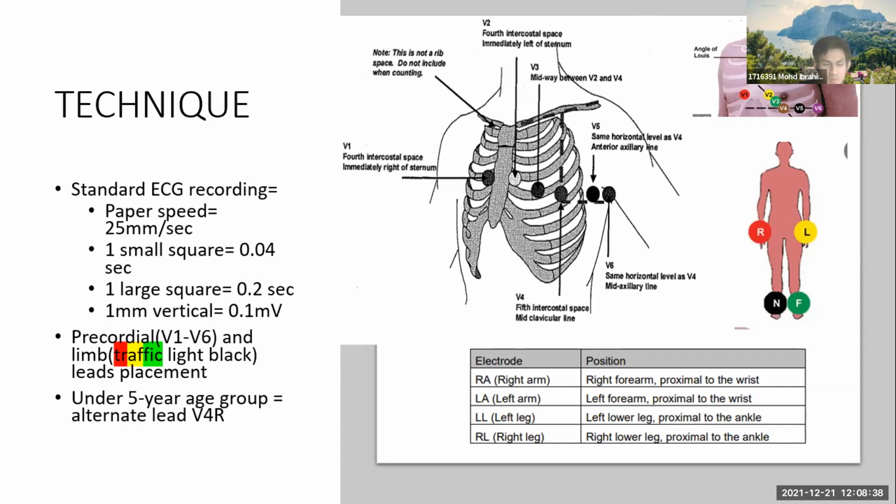We can simply memorize this as traffic, chocolate, blueberry. V1 is red, V2 is yellow, V3 is green, V4 is chocolate, and the leads are blue and violet.